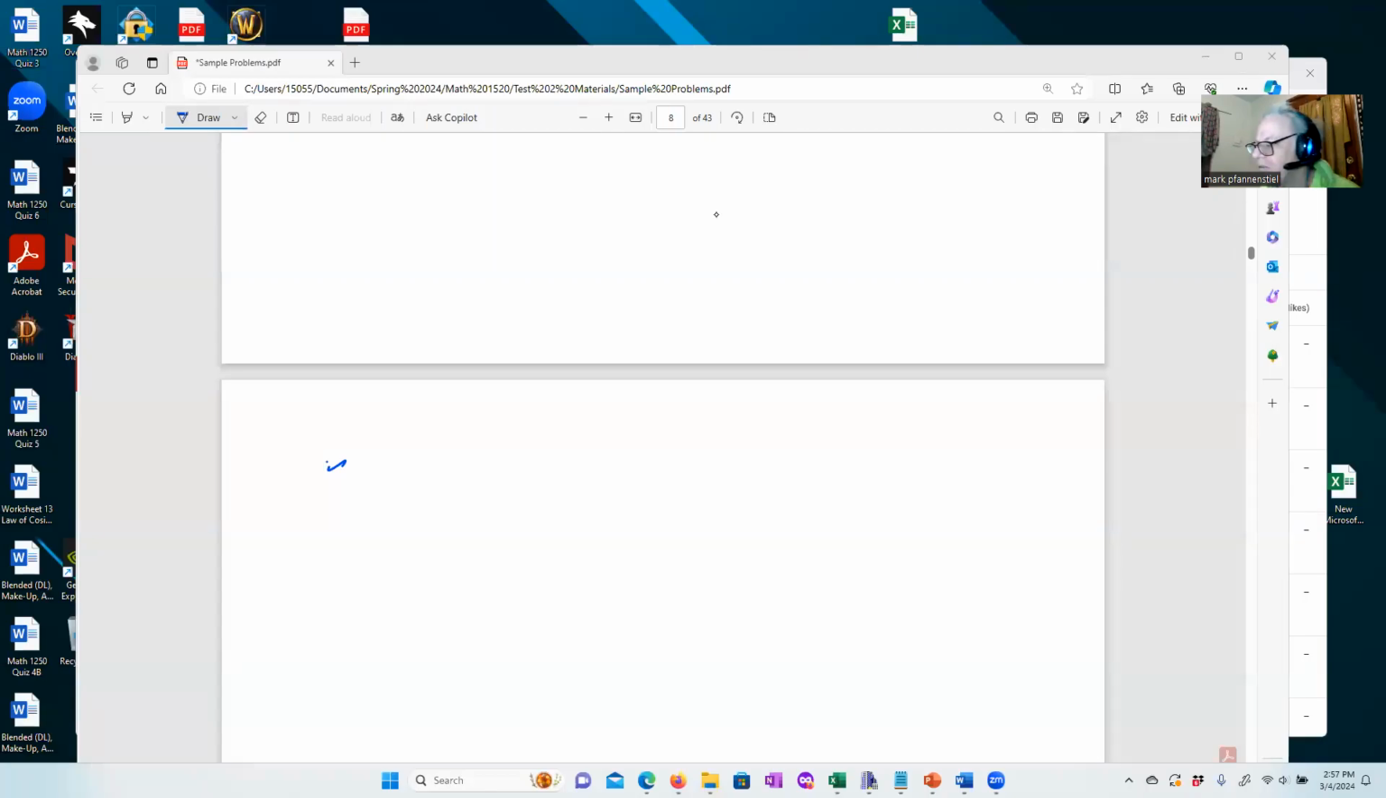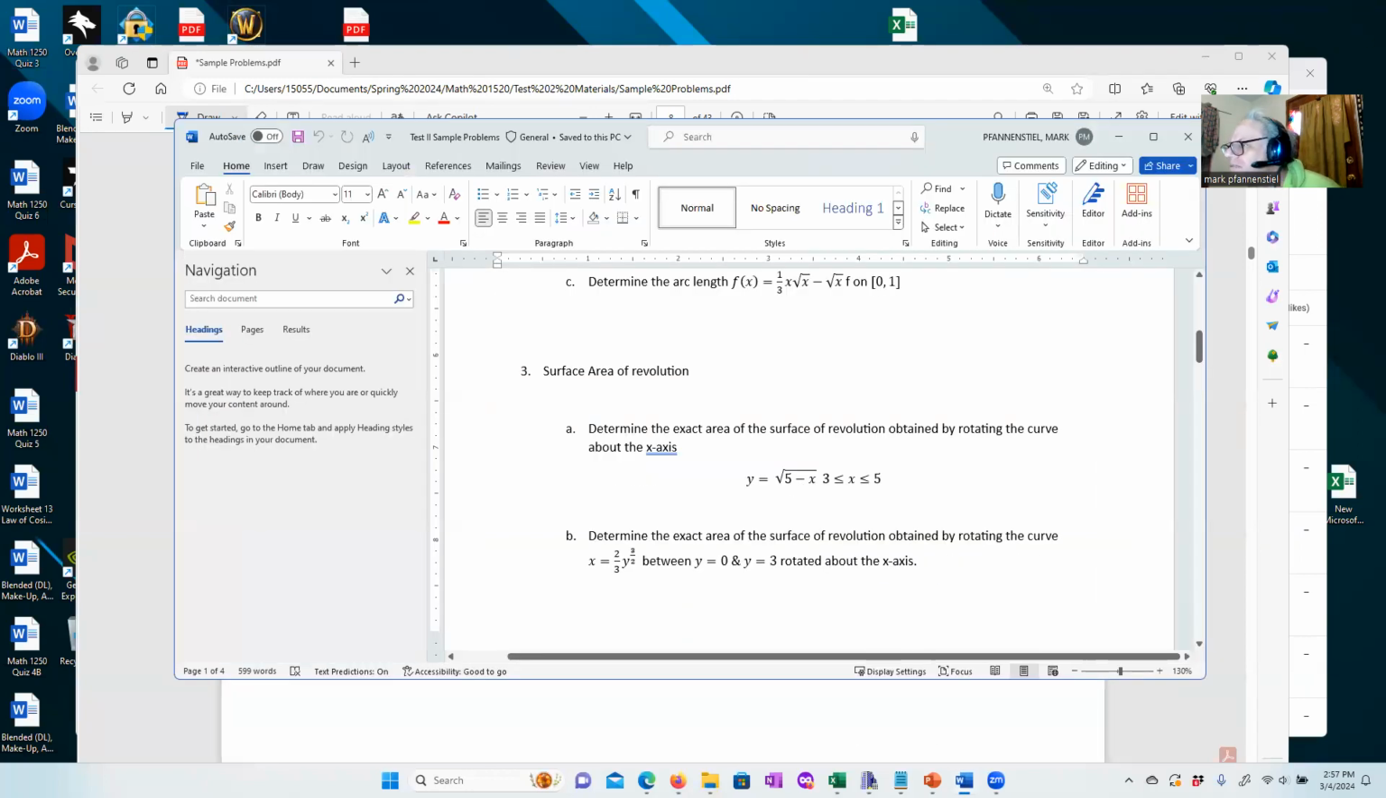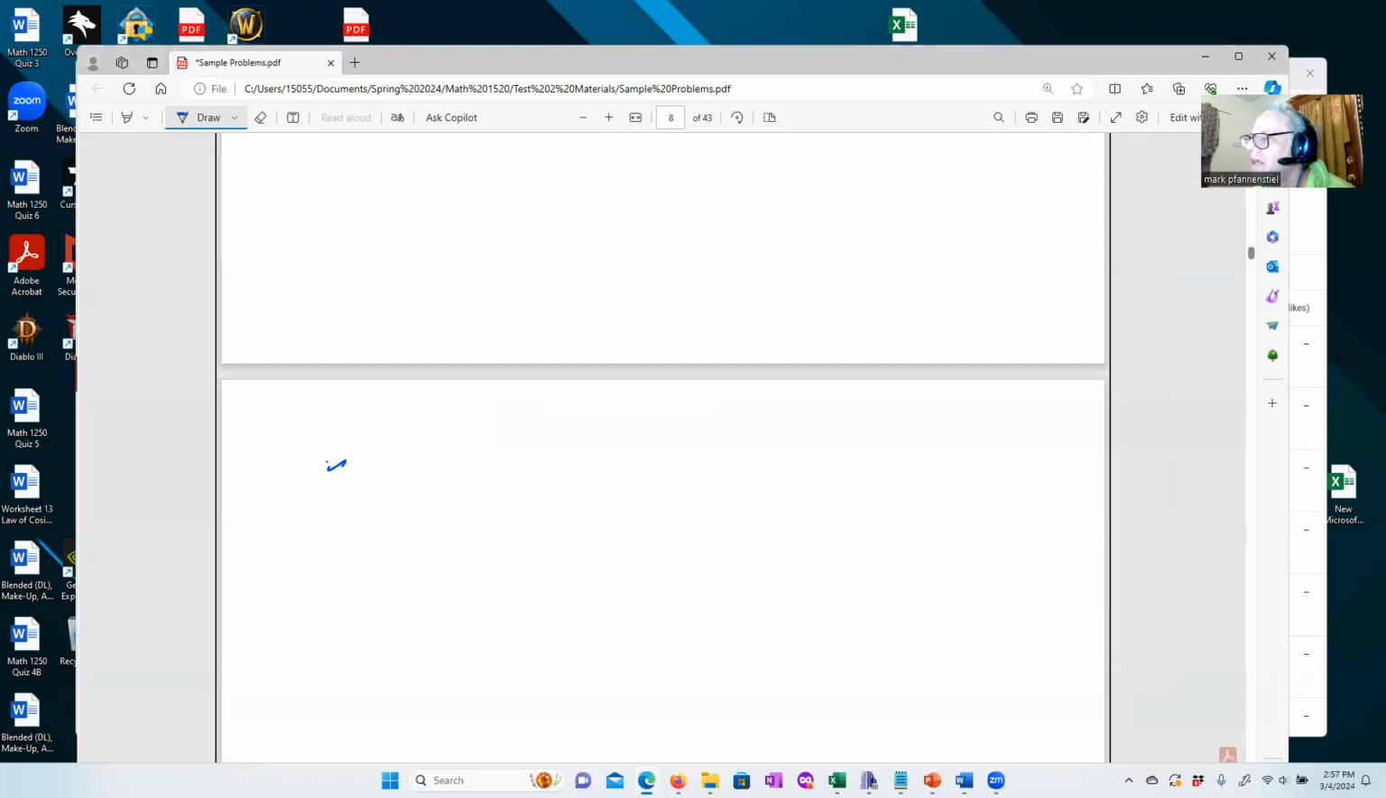So we are now going to be going through surface areas of revolution. This will be problem 3a. Find the surface area of revolution by rotating square root of 5 minus x between 3 and 5. So we're going to say f of x equals the square root of 5 minus x, and we want this between x equals 3 and 5.